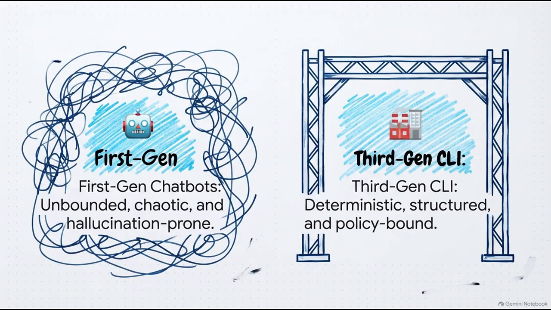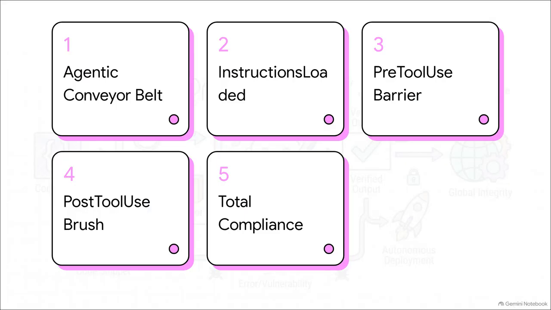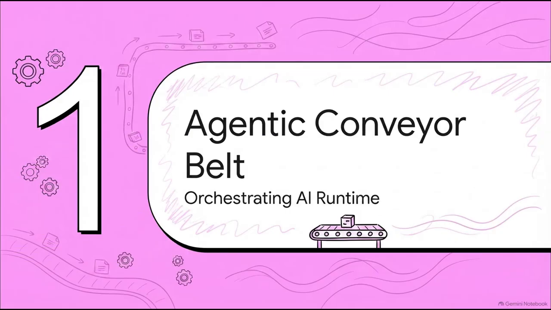Instead of just chatting with an LLM, the Antigravity CLI functions as a full-blown orchestration harness. It manages state, it handles file system access, controls subprocesses, and most importantly, it wraps all of that in strict, verifiable loops. So here is our factory map for this explainer. We'll start with the agentic conveyor belt. Then we'll inspect 3 physical checkpoints a task must pass: instructions loaded, pre-tool use, and post-tool use, before wrapping up with total organizational compliance.